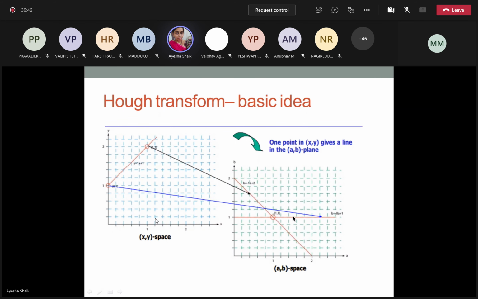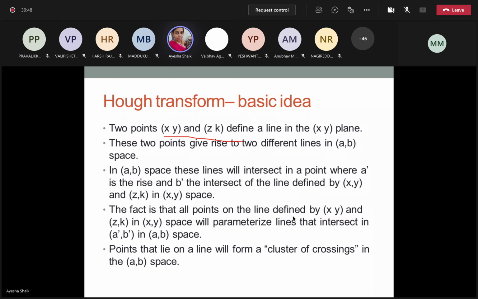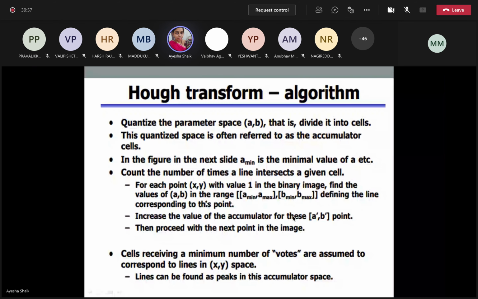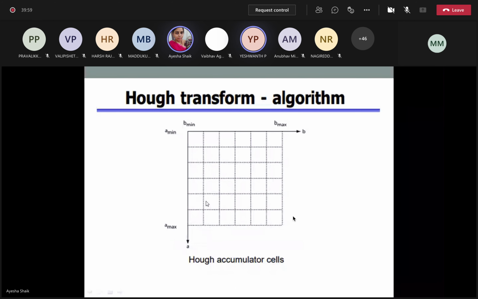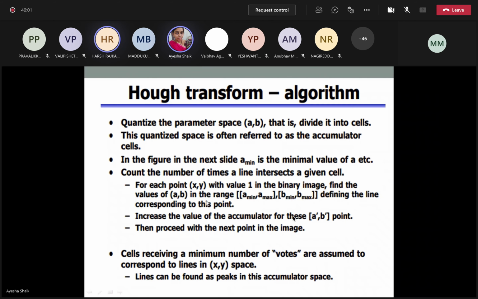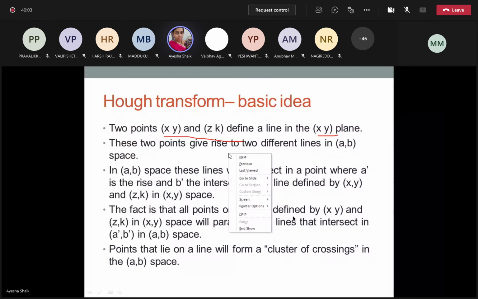Now if we take some 2 points x, y, z, k, which defines the line in xy plane, so still how much time it is left now? Another 10 minutes. 5 minutes I will take, after that I will take attendance.